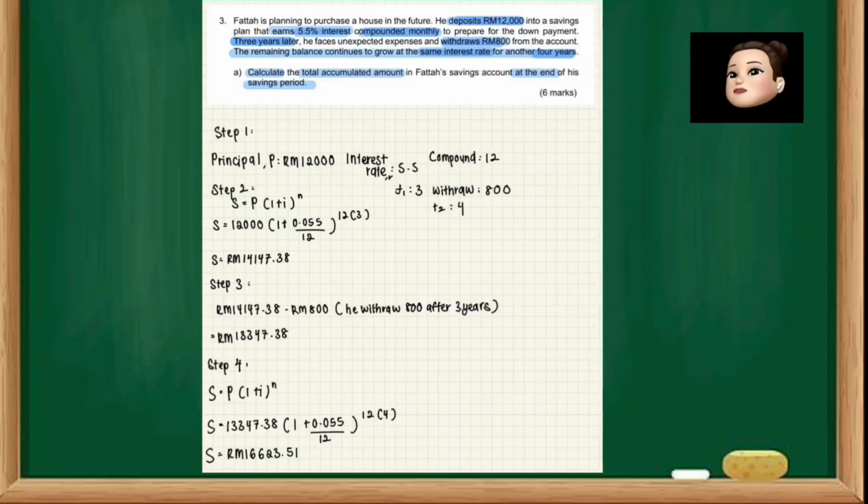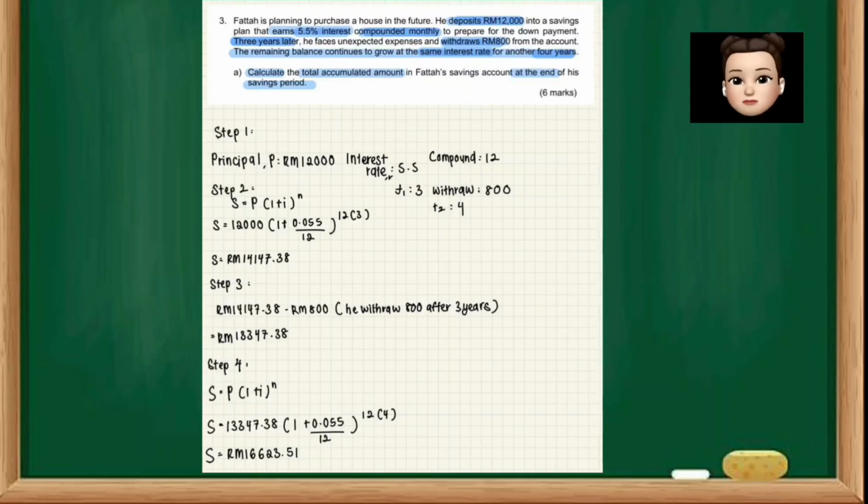Then we need to calculate the accumulated amount for the balance 4 years. We're using the same formula. We substitute the information into the formula, which is going to be S equal to 13,347 ringgit 38 cents times (1 plus 0.055 over 12) to the power of 12 times 4, and the final answer is going to be 16,623 ringgit 51 cents.